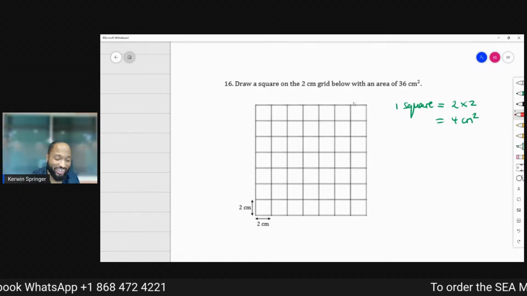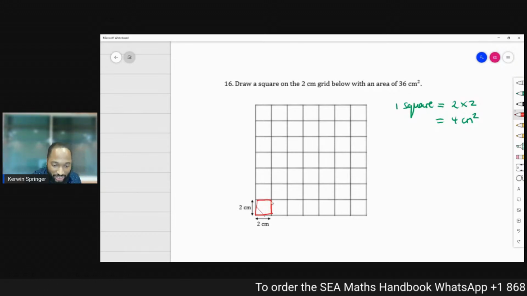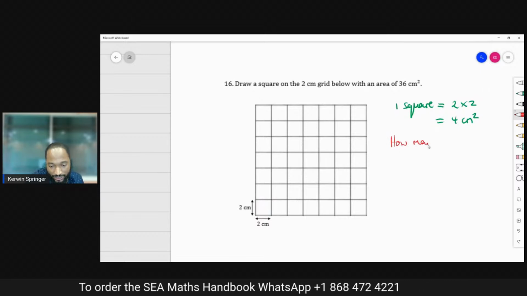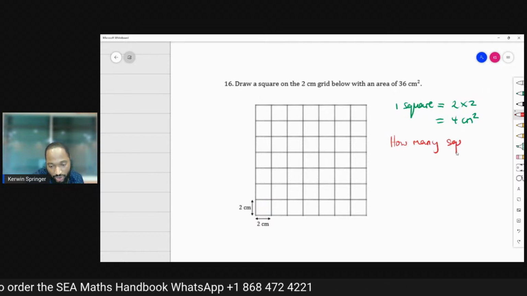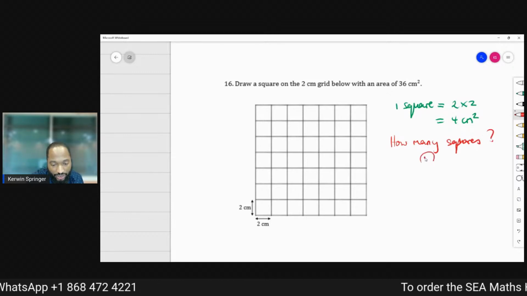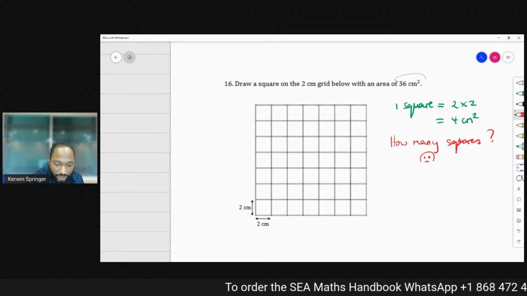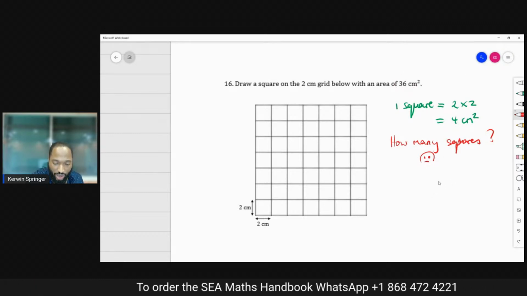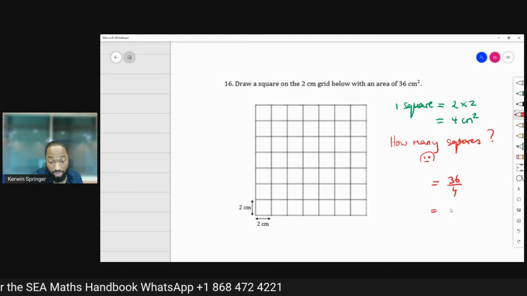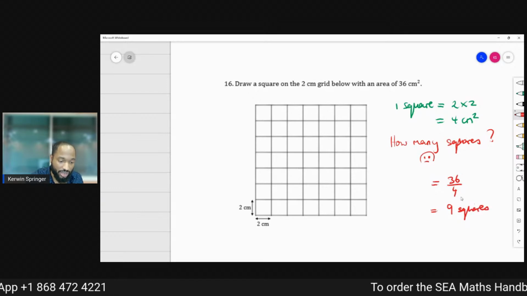All right. This one is 2 by 2, so the area of this is 4 centimeters squared. So now I need to know how many squares I would need. Well, I want to make 36 centimeters squared. So I would need 36 divided by 4 equals 9 squares.